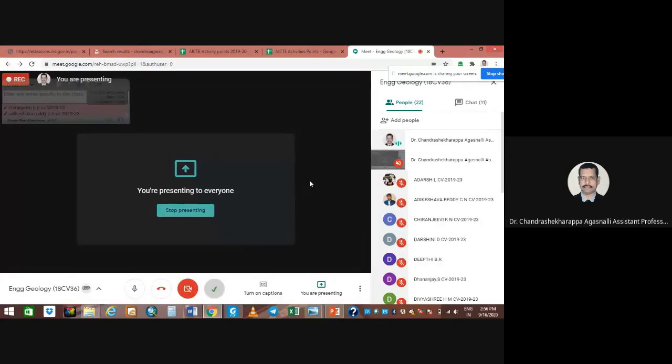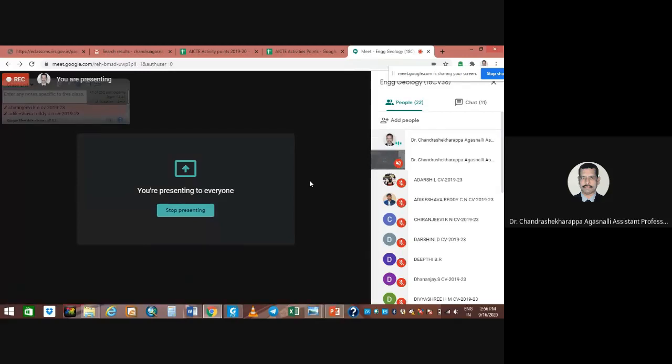Then what is petrology? Petrology is nothing but the study of rocks. So then in that case, what is a rock? Rock is nothing but the aggregate of minerals. That means an aggregate of more than one mineral, or it may be a single mineral also. If a rock contains a single mineral, that's called a monomineralic rock. If the rock contains more than one mineral, that's called a polymineralic rock. Monomineralic and polymineralic.